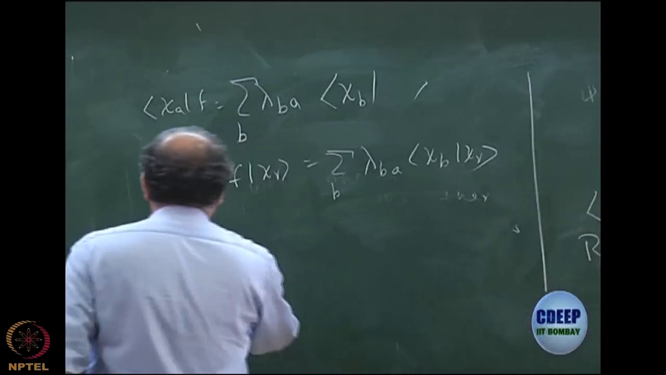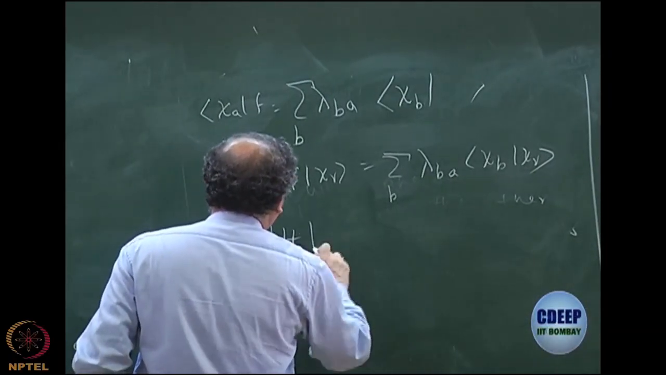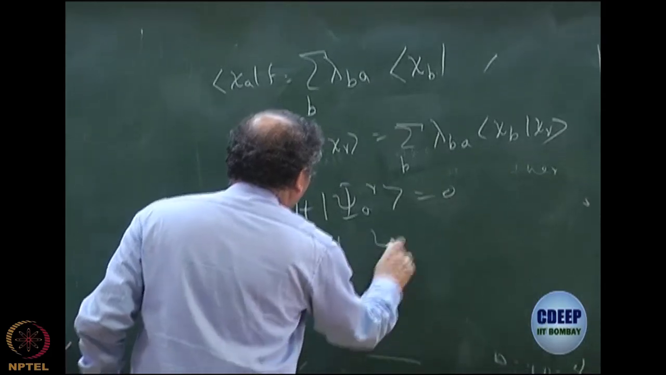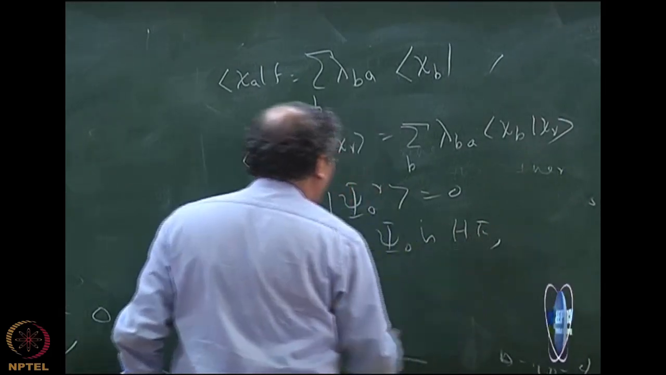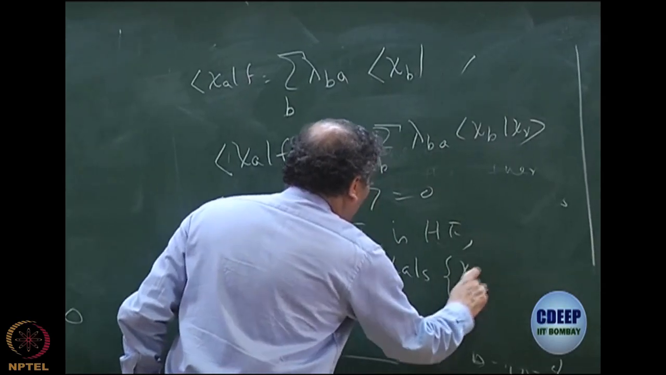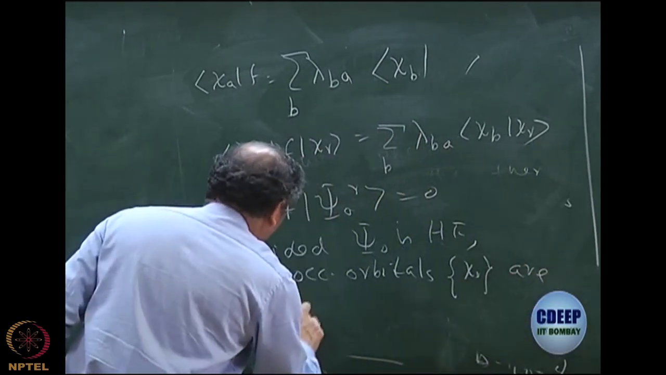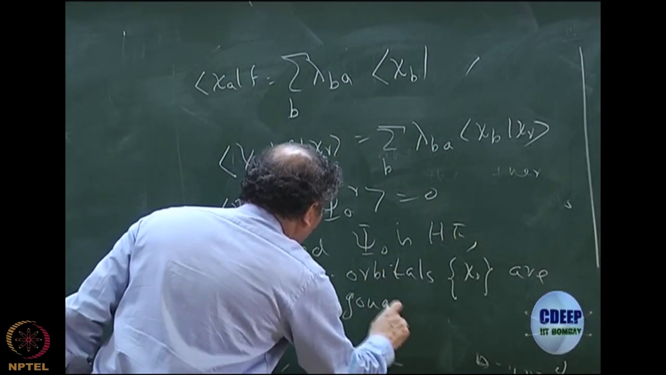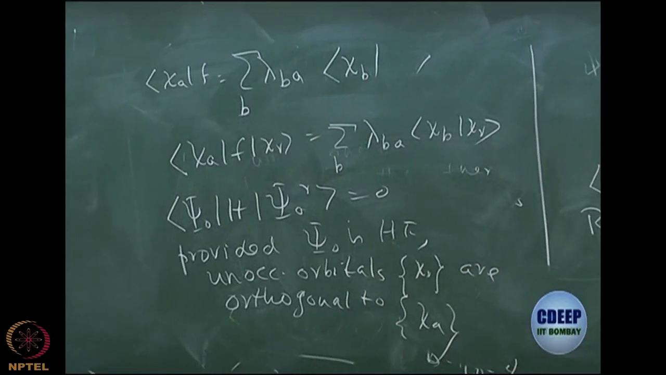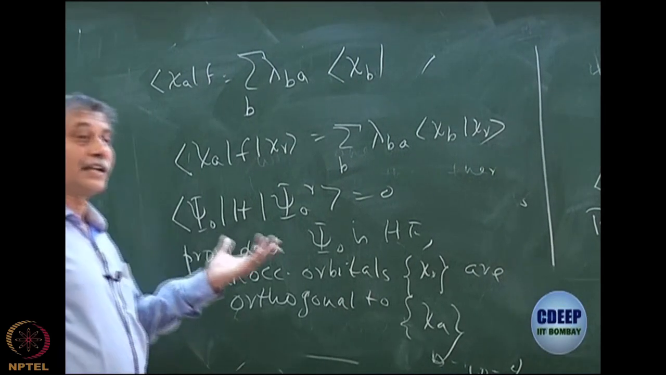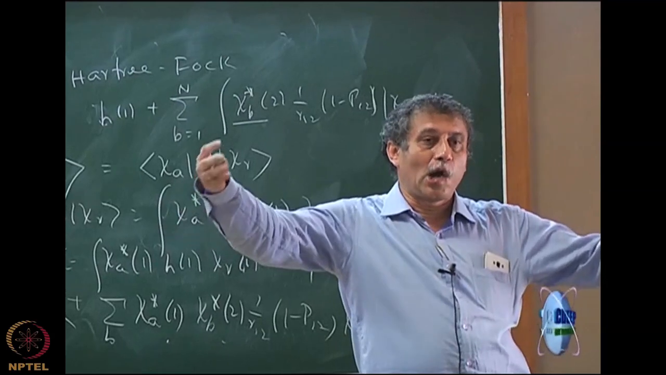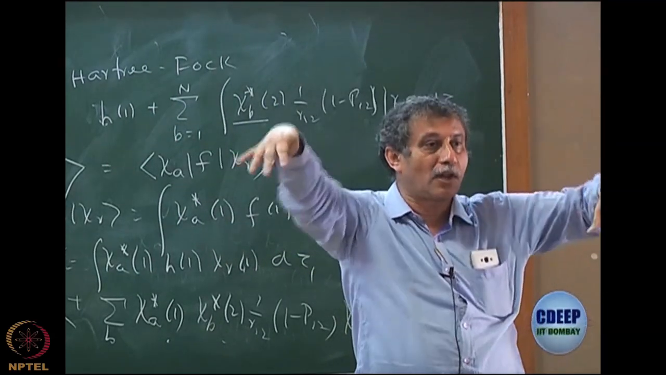So, let me state this: ⟨ψ_0|H|ψ_a^r⟩ is 0, provided ψ_0 is Hartree-Fock, correct? Provided ψ_0 is Hartree-Fock, I do not care whether it is canonical or non-canonical, and the unoccupied orbitals, the set χ_r, are orthonormal, or orthogonal actually, to χ_a. That is all that matters. This is automatically satisfied provided I have a canonical equation, because χ_r comes as a result of the operator eigenvalue equation, and you know that if it is a Hermitian operator, all eigenfunctions are orthonormal. So, automatically χ_r become orthonormal, otherwise I have to impose this.